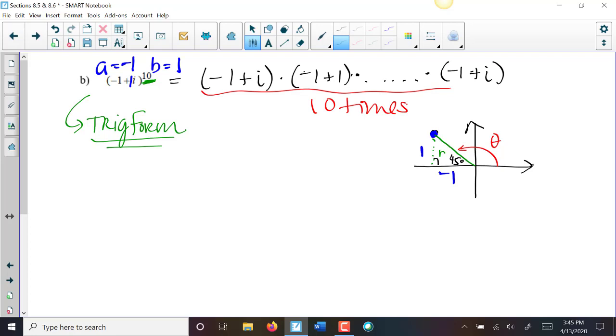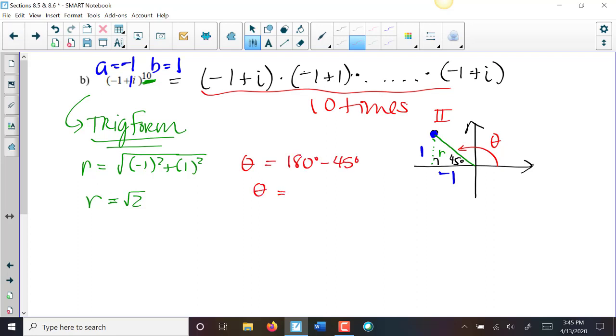All right, so that means I know the reference angle for theta, and we can find R the old-fashioned way. So we can say R is the square root of -1 squared plus 1 squared. So R is the square root of 2. R is always positive because it's a distance. And I know theta is the angle in quadrant 2 that has a reference angle of 45. So it's 180 minus 45, which is 135. And now we've got it in trig form.